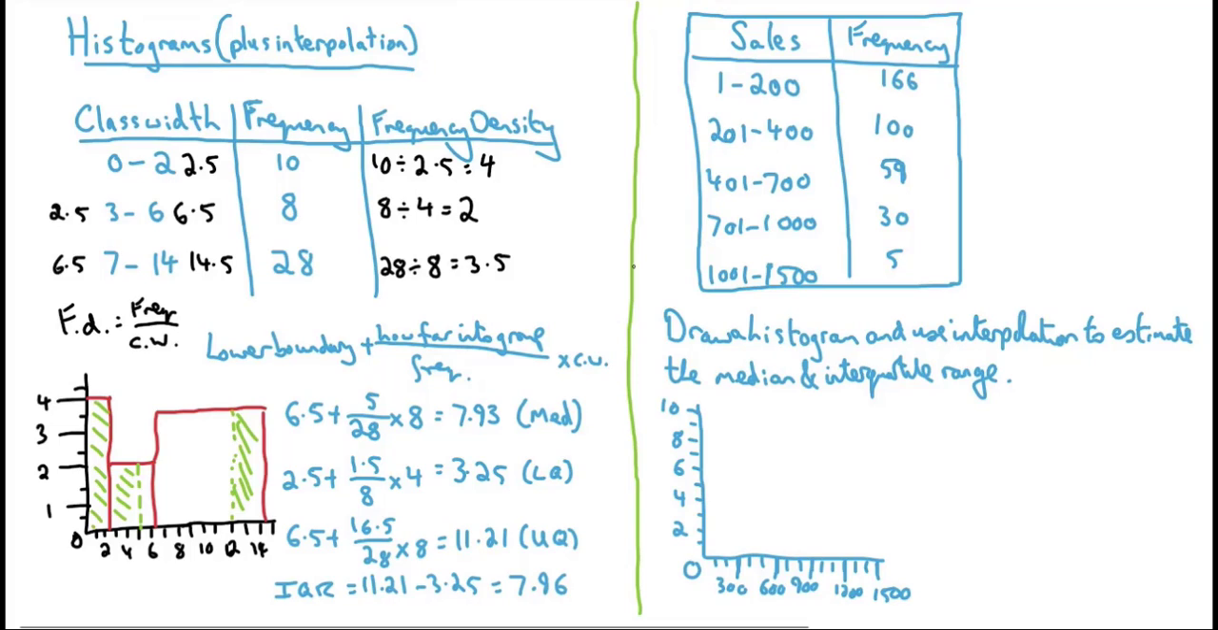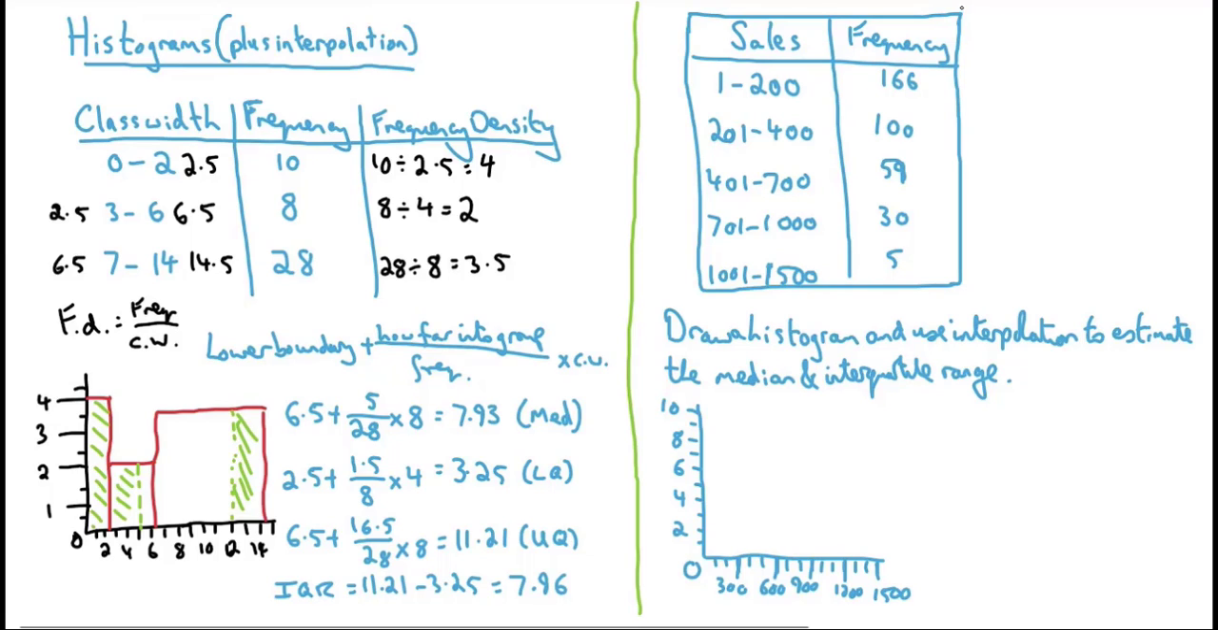To just give another example then, if we now have this table here, which is number of sales, and then the frequency, so you've got your 1 to 200, 201 to 400, and so forth, we can see this is going to be discontinuous, there's a gap between the numbers here, then we have these frequencies. Draw a histogram and use interpolation to estimate the median and interquartile range.